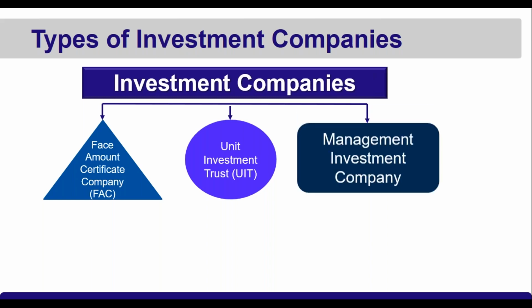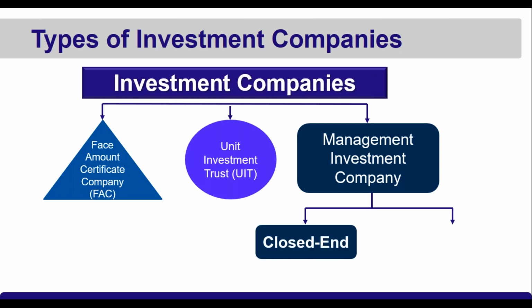But the bulk of your questions are going to surround your understanding of the third classification, which is a management investment company. And these can be broken into two types. So they can be structured either as closed-end managed investment companies or open-end managed investment companies. So we're going to look at the differences here coming up in just a couple slides.